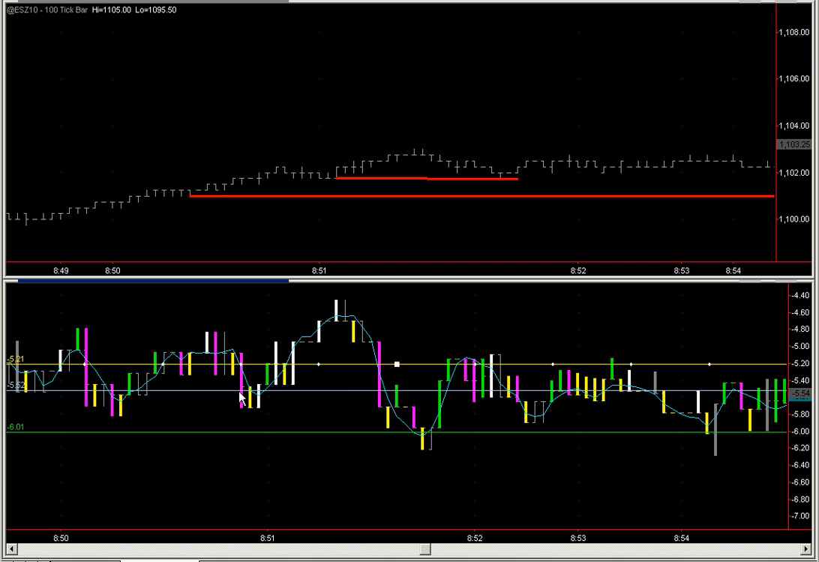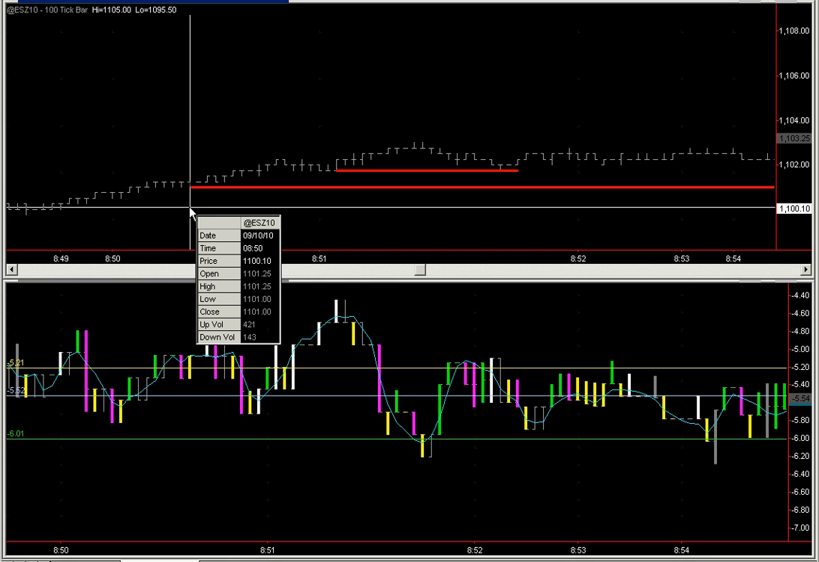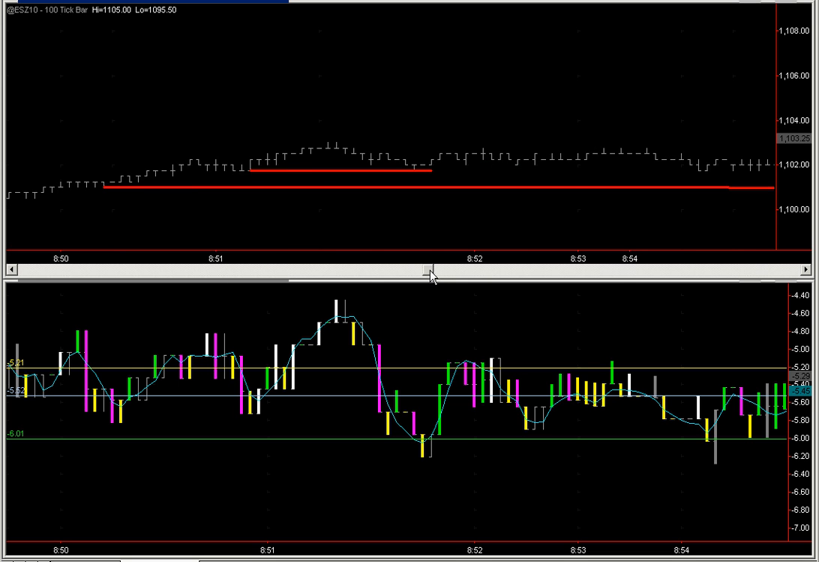Secondly, the slope of the indicator has to be in agreement with the trade, and the color of the bars have to be in agreement with the trade. Yellow and magenta are negative slopes. Green and white are positive slopes. Some bars are predictive. This bar here, and I won't tell you why, but that bar predicted that this price level would be retraced to 1101. And as you can see, that did occur.